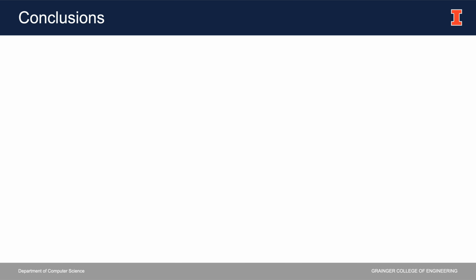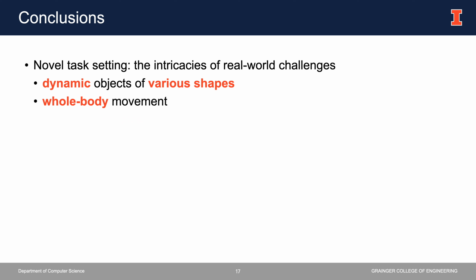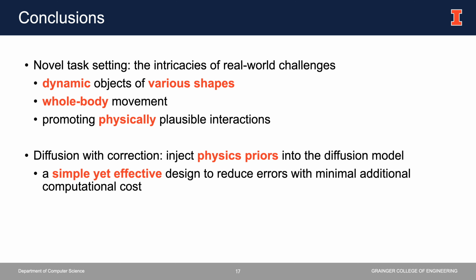In summary, we introduce InterDiff for predicting 3D human-object interactions. This approach addresses real-world complexities, factoring in dynamic objects of diverse shapes, comprehensive body movements, and ensuring interactions that are sound. The InterDiff framework, enhanced with physics priors, has proven effective in this novel task, showcasing its immense potential for practical applications. As we look to the future, we're keen to expand our approach to more intricate environments.